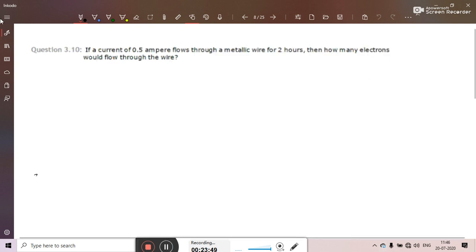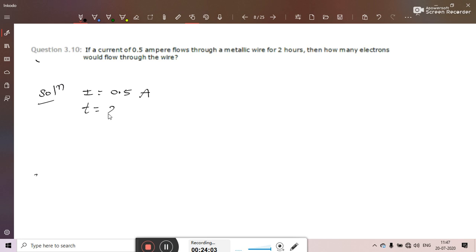Now question number 10 is, if a current of 0.5 ampere, so I equal to 0.5 ampere, flows through a metallic wire for 2 hours. So T equal to 2 hours. So let us convert it into seconds. So it will be 2 into 1 hour is having 60 minutes and 1 minute is having 60 seconds. So 2 into 60 into 60. So that will be equal to 3600 seconds.